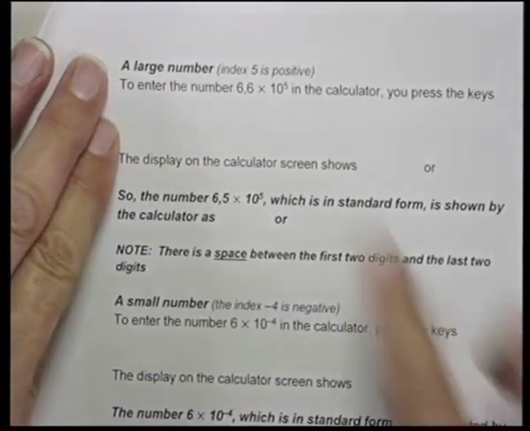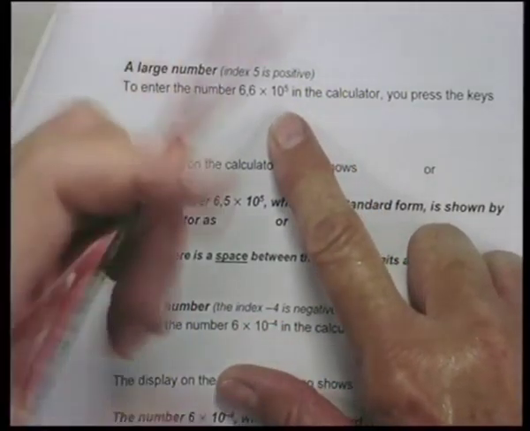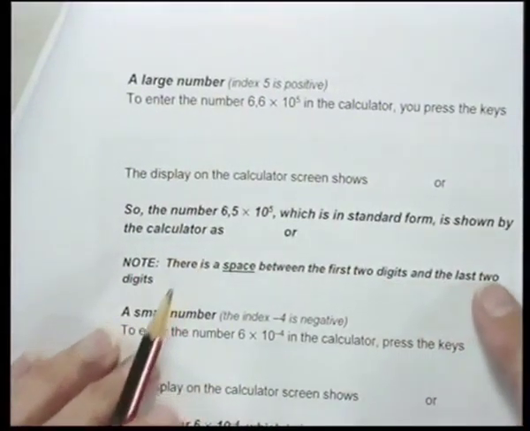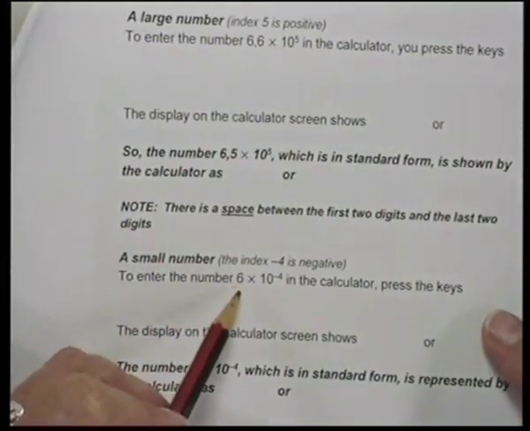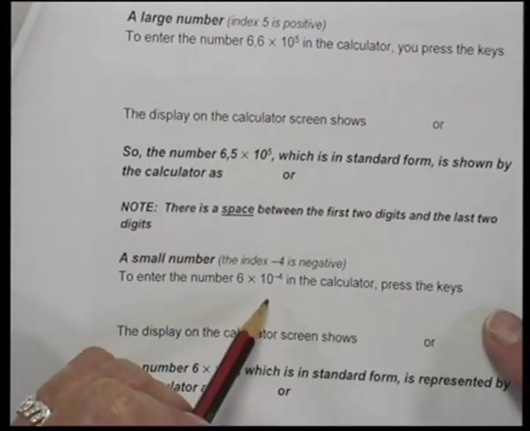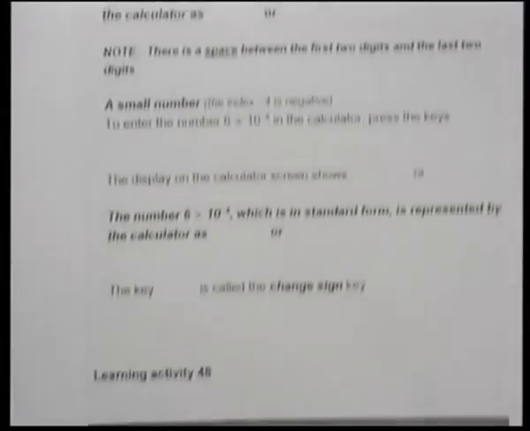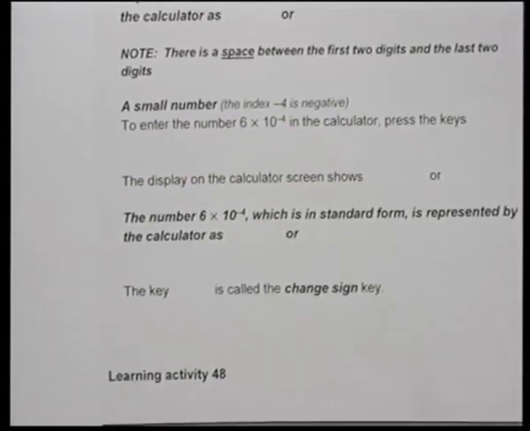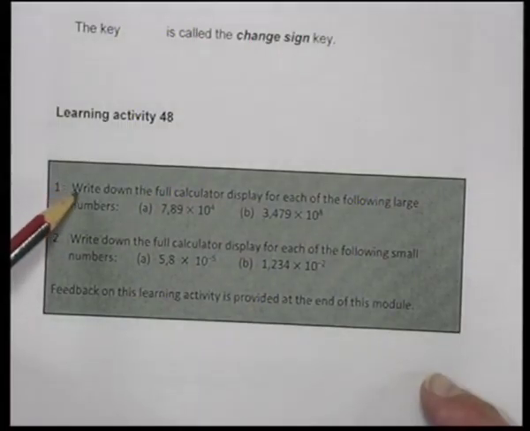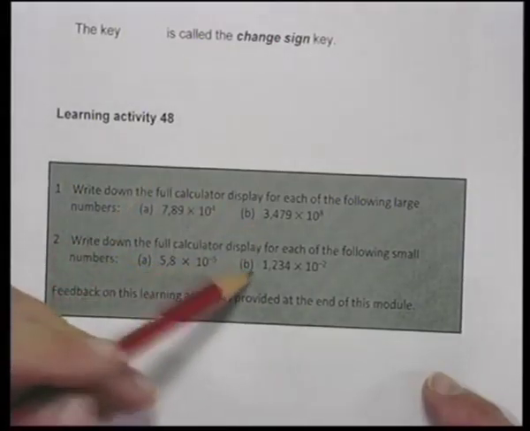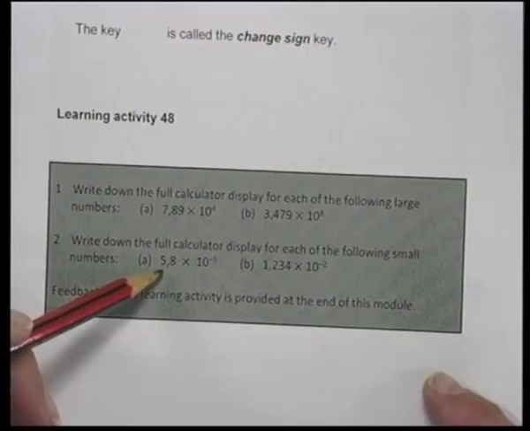The big numbers, the large numbers, have a positive index. For example, 6.6 times 10 to the power 5 is a very, very big number. A very small number, for example, this one, 6 times 10 to the power negative 4, is a very, very small number. 0.0006 or whatever. And to work with a calculator, write down the full calculator display if you do this. So the learners can see it's a big number, a big number. And these are very small numbers.